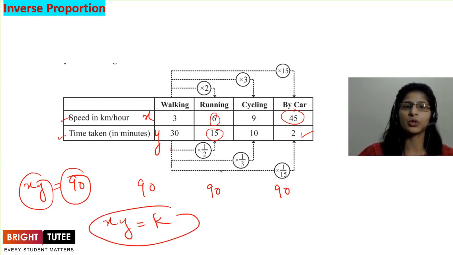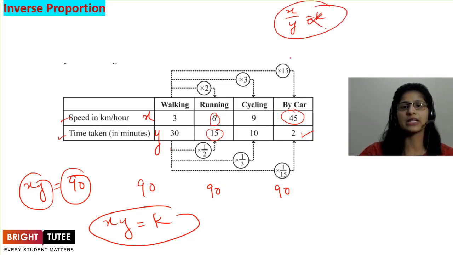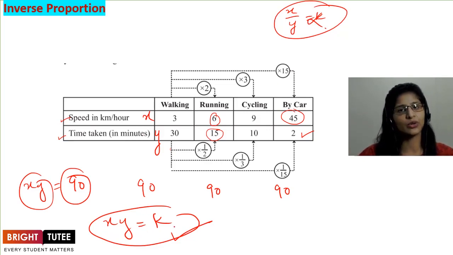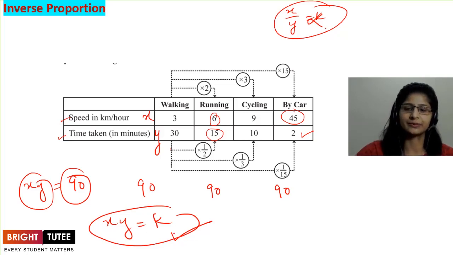So in direct proportion we were having the relationship x upon y equals k, but in inverse proportion we will have x into y equals k. Clear? This is how we say that when we multiply x and y, we get the constant of proportionality.